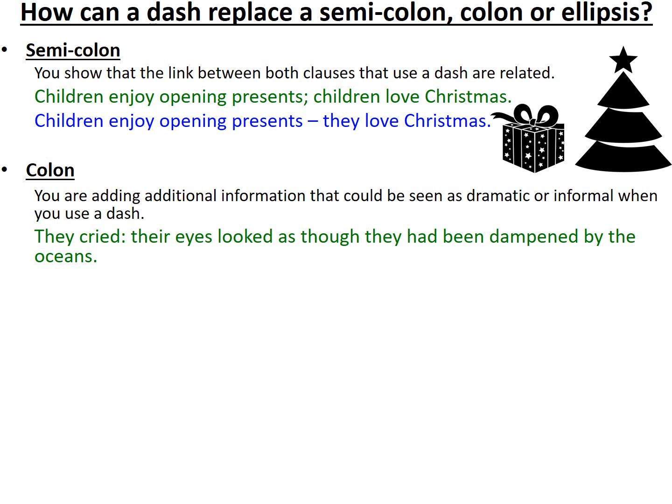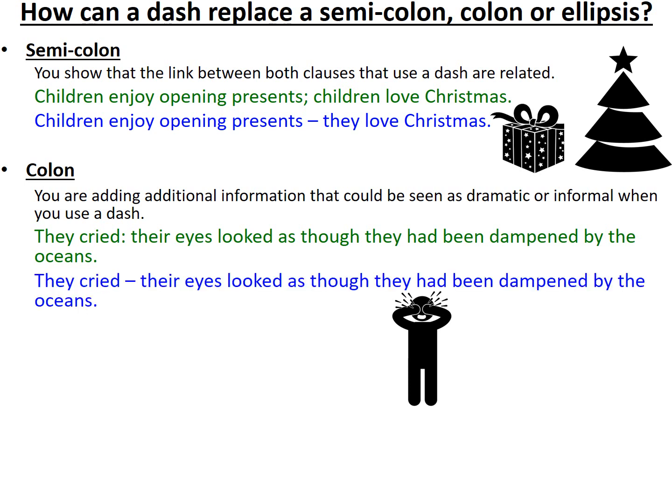As you already know, with a colon we're adding additional information that could be seen as dramatic or formal. But when we're adding a dash, we're making it more informal. So let's start off with the more formal colon version. They cried: their eyes looked as though they had been dampened by the oceans. Now what's important is I get clarification from what follows after the colon.